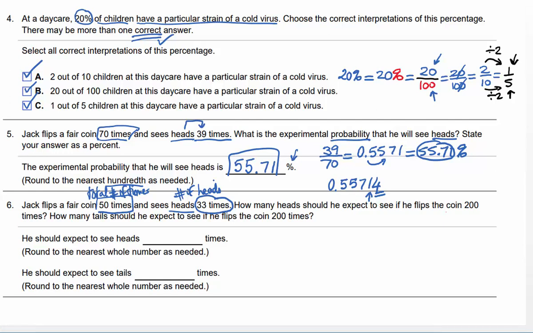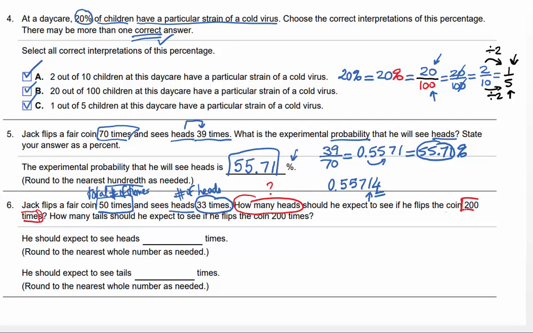So now they're asking us how many heads should he expect to see if he flips the coin 200 times. How many tails should he expect to see if he flips the coin 200 times? So notice over here in the question, we're talking about not 50 times, but more times, 200 times. So we have to see how the 50 relates to the 200. And now we want to know how many heads we have. So we don't know this right here. So let's use just those two pieces of information. I know they're talking about tails later on, but let's just concentrate on this much.